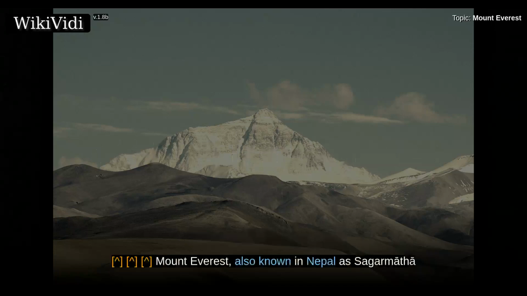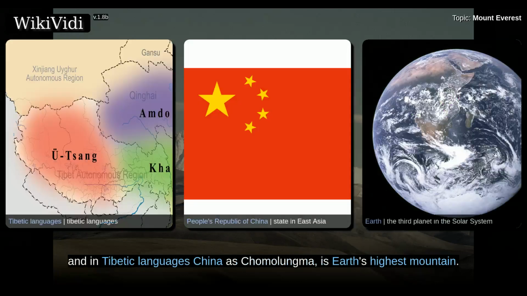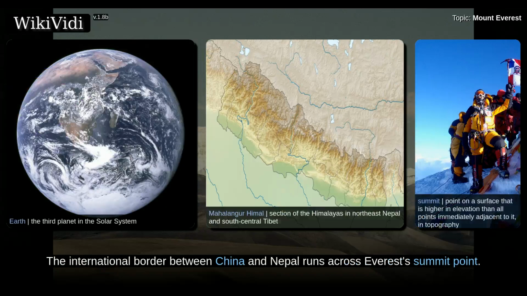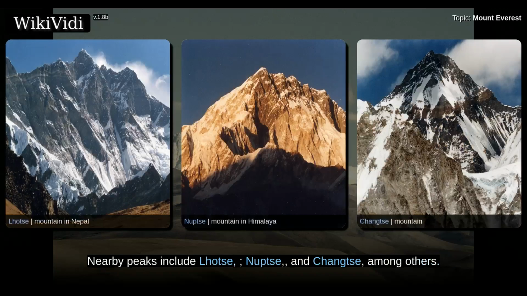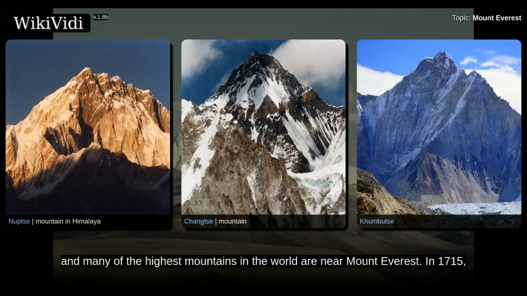Mount Everest. Mount Everest, also known in Nepal as Sagarmāthā, and in Tibetic languages in China as Chomolungma, is Earth's highest mountain. Its peak is above sea level. Mount Everest is in the Mahalangur Range. The international border between China and Nepal runs across Everest's summit point. Nearby peaks include Lhotse, Nuptse, and Changtse, among others. Another nearby peak is Khumbutse, and many of the highest mountains in the world are near Mount Everest.